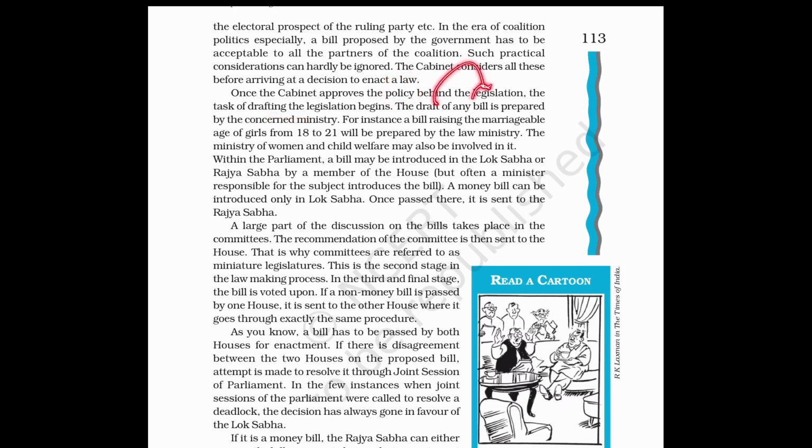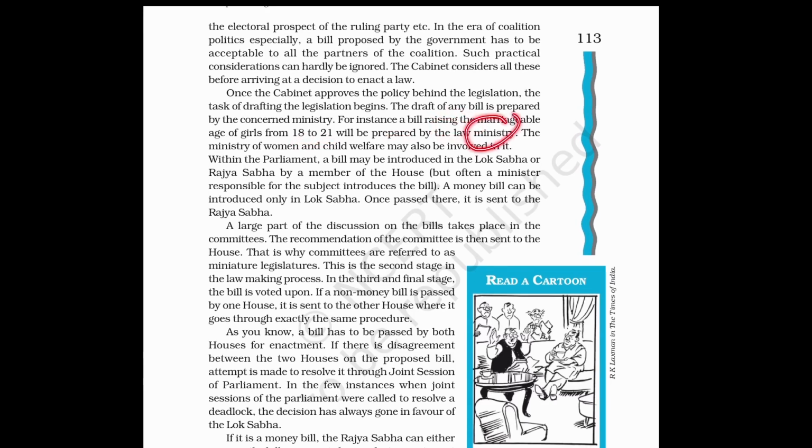The draft will be called the bill, and that will be done by the concerned ministry. ठीक है. अब जैसे यहाँ इन्होंने बोला कि मैरिजेबल एज की जो बात हो रही है, to raise the age of the girls from 18 to 21, that will be prepared by the law ministry. So whatever concerned ministry will be there. Another ministry involved in this will be women and child welfare because it relates to that.